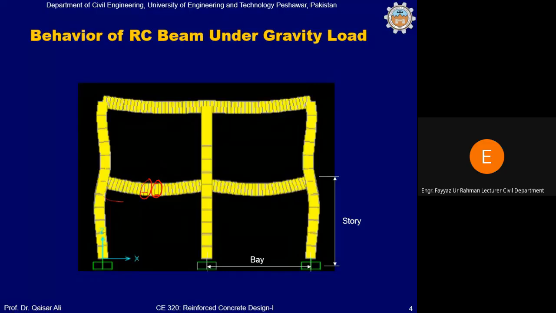However, if you take a close look at this element at the end of the beam, it is elongated in the top and compressed in the bottom, which means that at the end there will be tensile stresses in the top and compressive stresses in the bottom. We have already discussed that at the mid section the tensile reinforcement will be given in the bottom, and at the end section the tensile reinforcement will be given in the top. Okay.